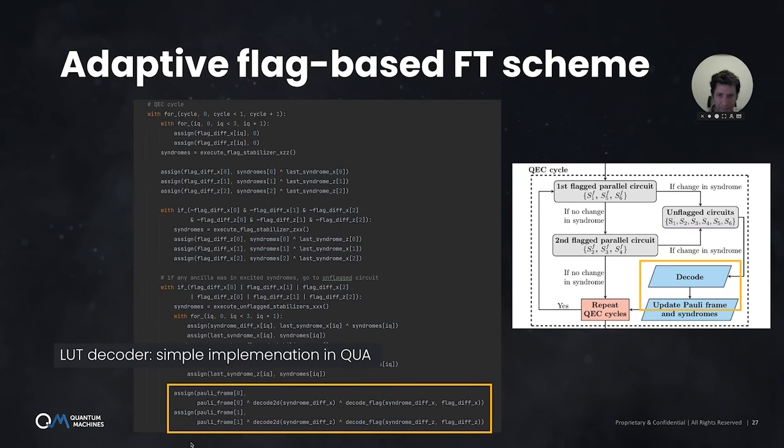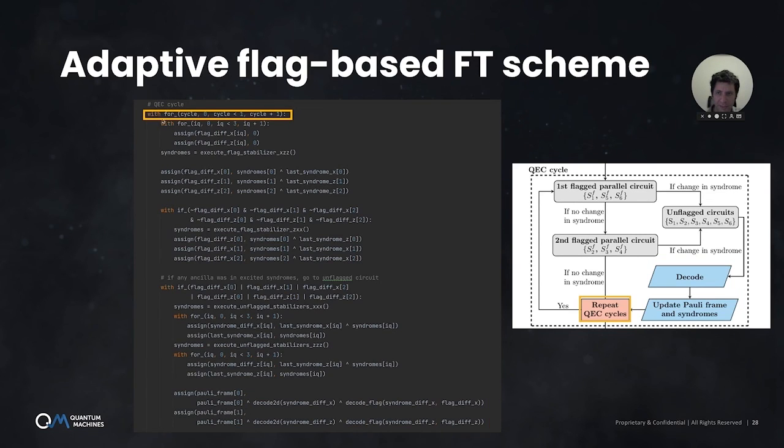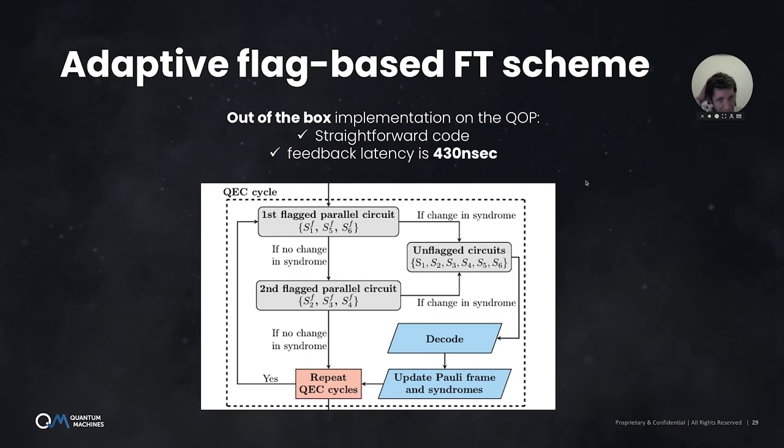And lastly, we perform the decoding. In this case, it's a lookup table decoder, so it's very simple to implement in QUA, and here we're writing it as this macro. This code performs this entire quantum error correction cycle. Here we have the for loop that allows us to repeat this cycle as many times as we want. So what we've seen here is really an out-of-the-box implementation, where with straightforward code that looks almost like pseudocode, we can get feedback latency of 430 nanoseconds on this protocol.